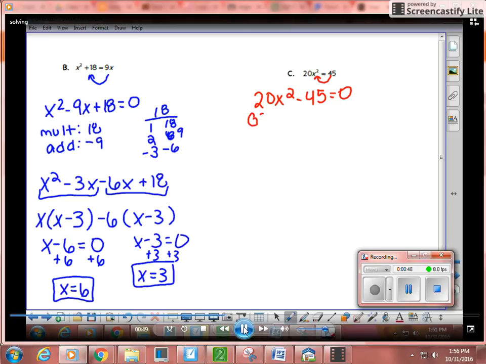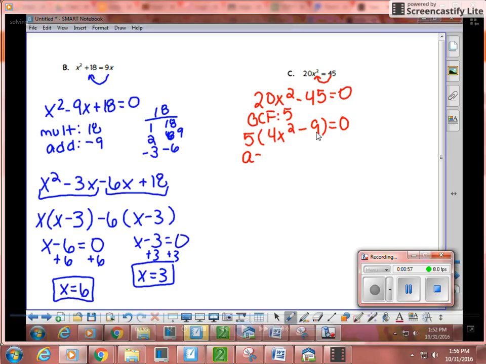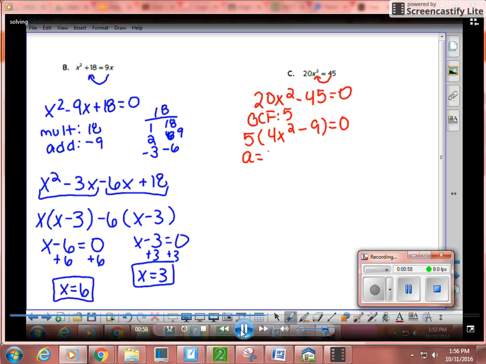I see that I have a greatest common factor in there, and that greatest common factor is going to be 5. That leaves me with 4x squared minus 9. And automatically I should see, okay, here's a negative sign, this is a perfect square, and this is a perfect square. So I know it's a difference of perfect squares, and now I just need to figure out what it is. So my a value is going to be 2x, and my b value is going to be 3. So we remember from our formula, the 5 stays outside, and then it becomes 2x plus 3 and 2x minus 3.